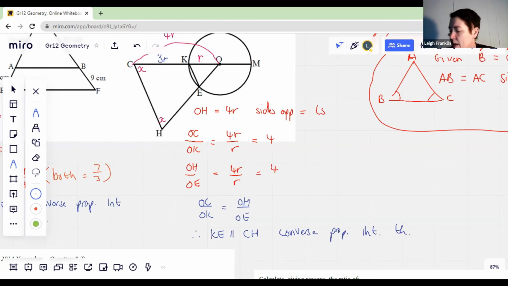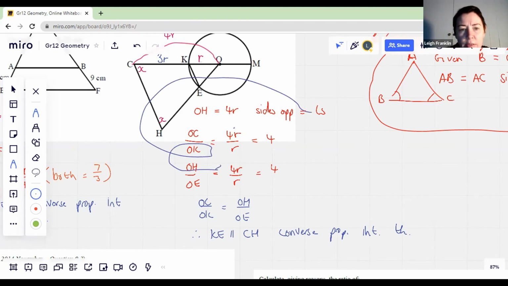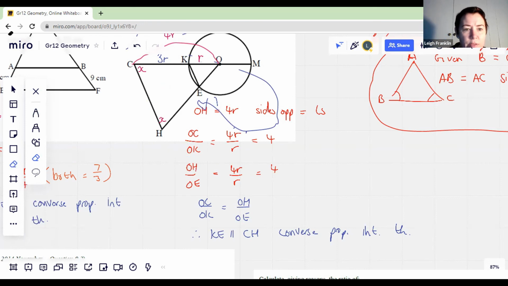Now, why is it doing that? I don't know why sometimes my thing goes a little bit crazy here. Sorry, I don't know what I pressed, but my pen just sometimes does this weird thing where it just goes a bit bananas.